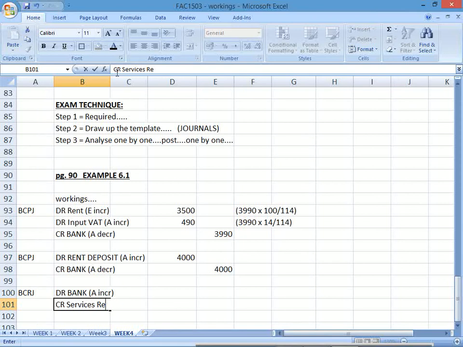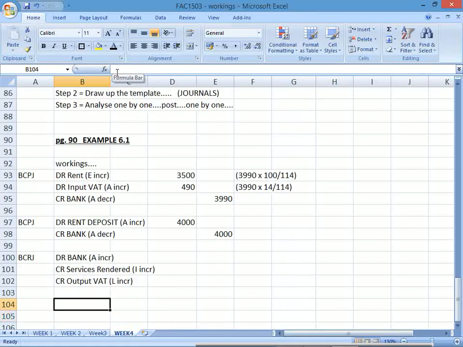Of course there's VAT. Okay, when I render a service, do I have to collect 15% or 14% for SARS? Yes. Okay. There's your working. Right, let's recap this.